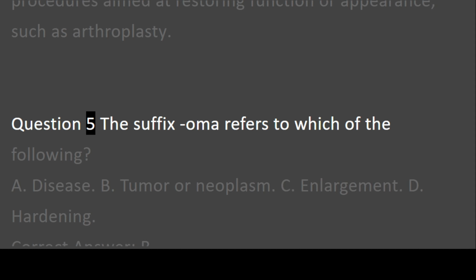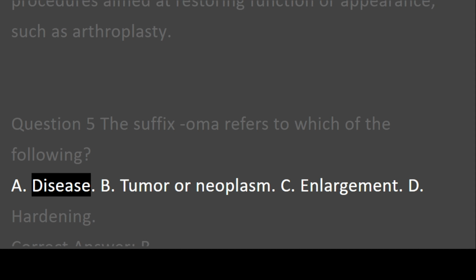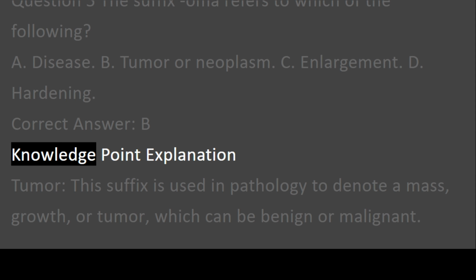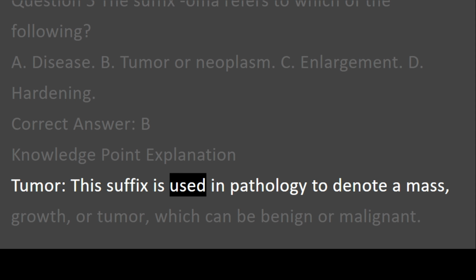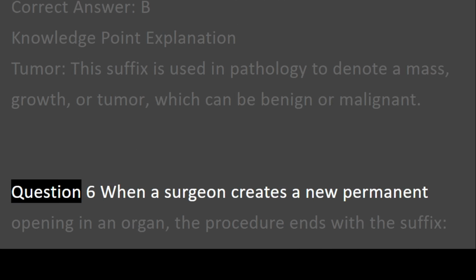Question 5. The suffix oma refers to which of the following? A. Disease. B. Tumor or neoplasm. C. Enlargement. D. Hardening. Correct answer, B. Knowledge point explanation. Tumor. This suffix is used in pathology to denote a mass, growth, or tumor, which can be benign or malignant.